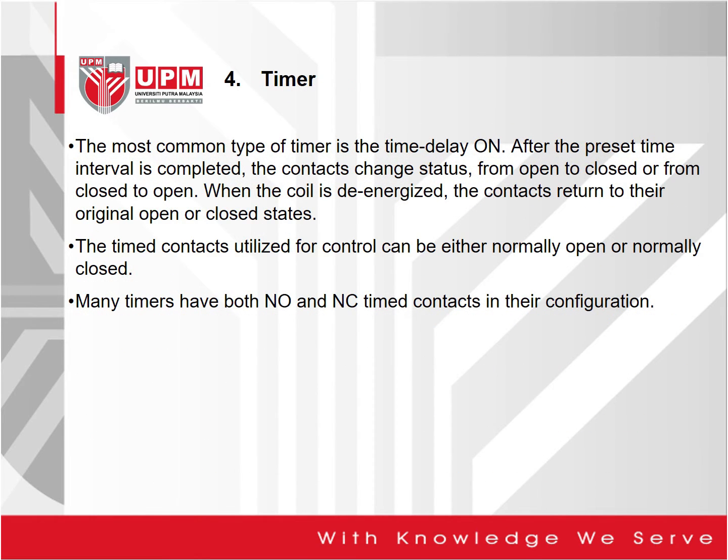Then the fourth type of switch is a timer. The most common type of timer is the time delay on. After the preset time interval is completed, the contact changes status from open to closed or from closed to open. When the coil is de-energized, the contacts return to their original open or closed state. So this is how the time delay on functions. The timed contact utilized for control can be either normally open or normally closed. Many timers have both normally open and normally closed timed contacts in their configurations.